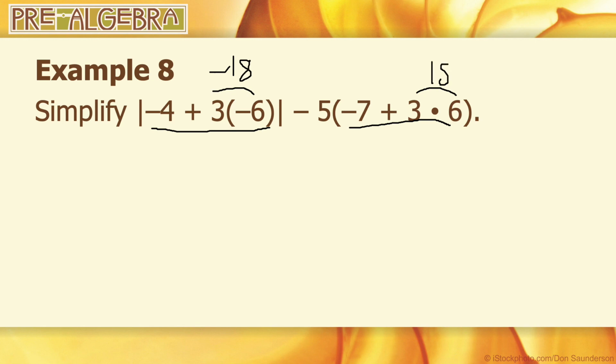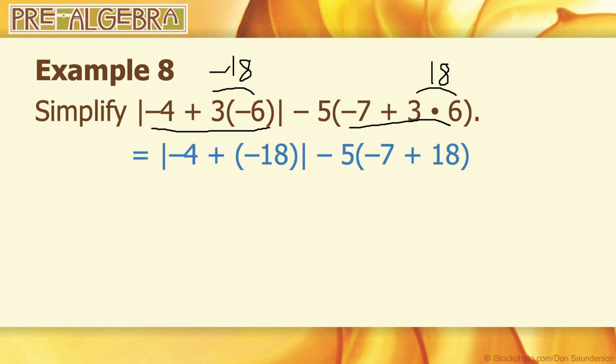So let's go ahead and rewrite that with those new numbers. Nothing else has changed, just the 18s. And then we can continue with the inside of these grouping symbols. So we have negative 4 plus negative 18. So we have two negative numbers. It's like adding more debt. It is not going to be positive, so it's a bigger negative number. And then on the right, we have negative 7 plus 18. That's the same thing as 18 minus 7, if that's easier to do in your head.